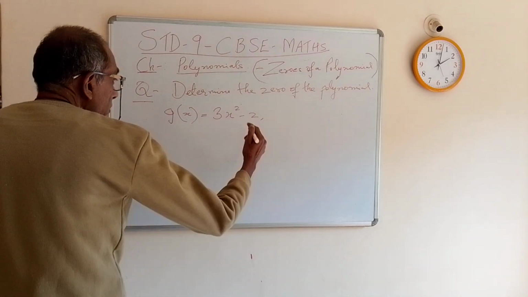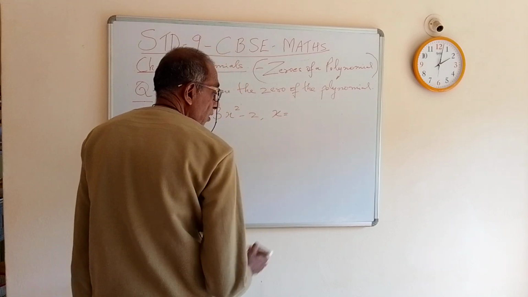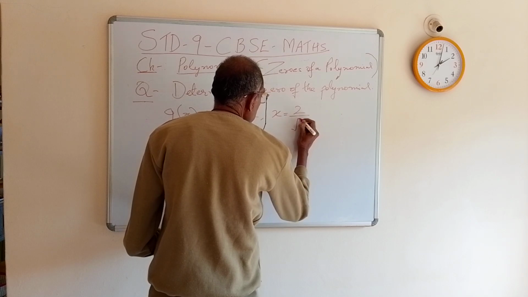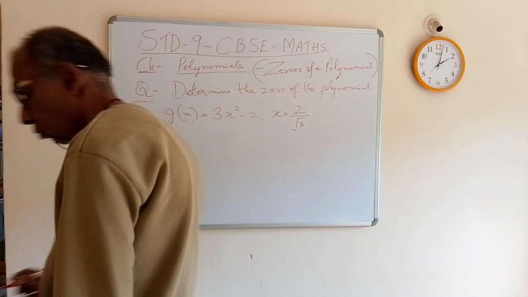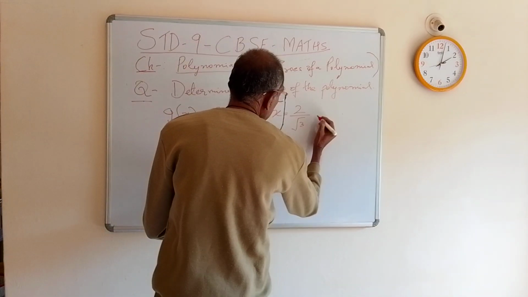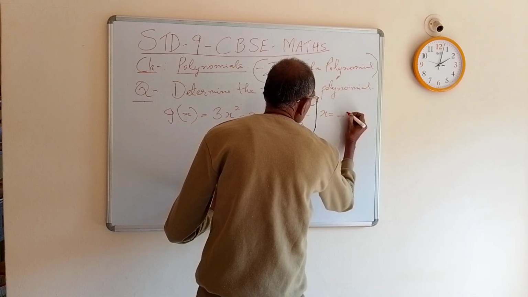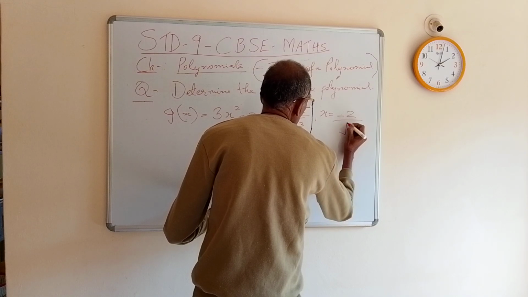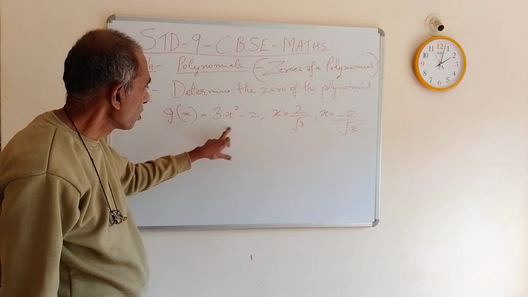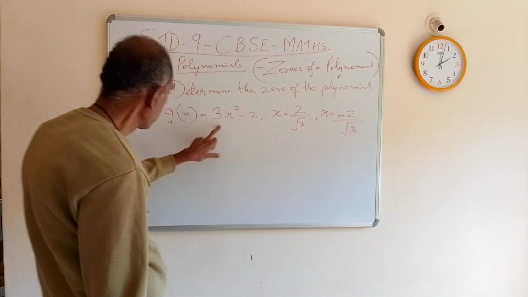And here we have to do two sums. First value of x is 2 upon root 3. And the second value we are taking is x equal to minus 2 upon root 3. So we have to determine the zero of this, taking the values of x, first this and then the second.